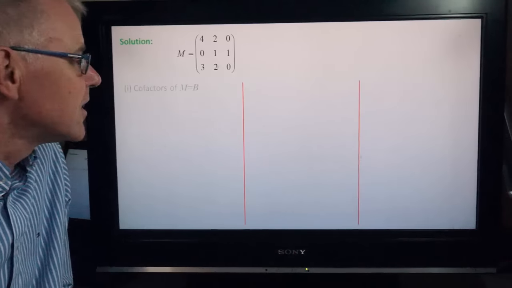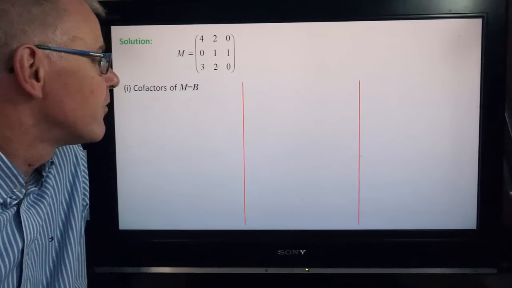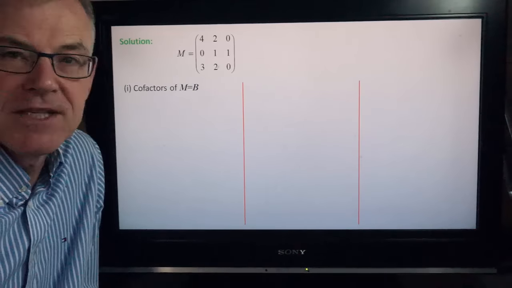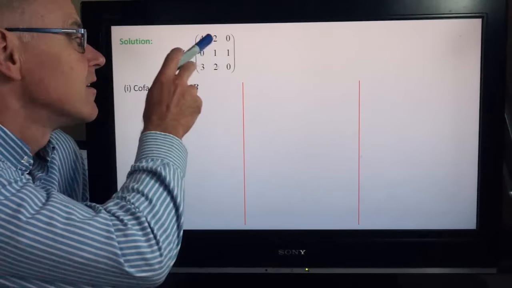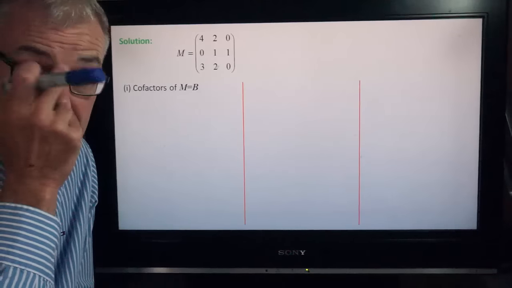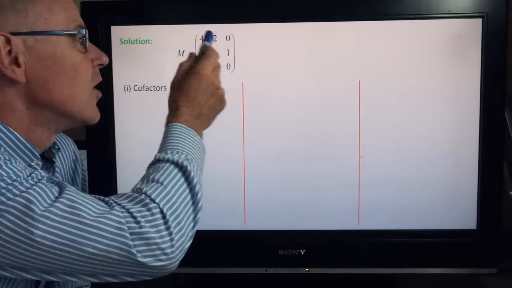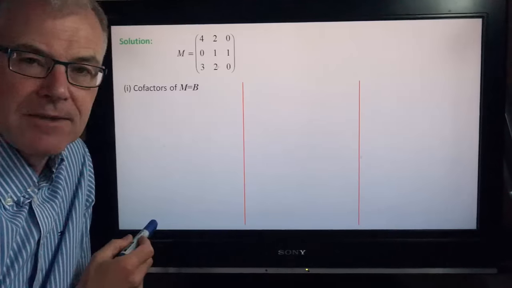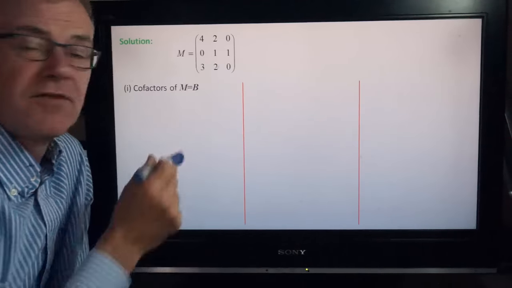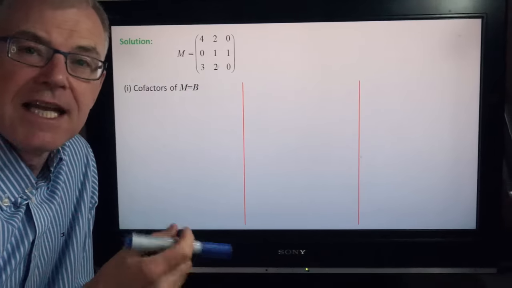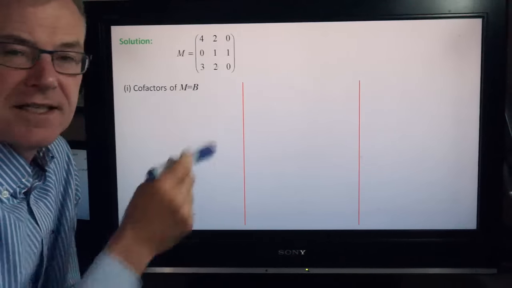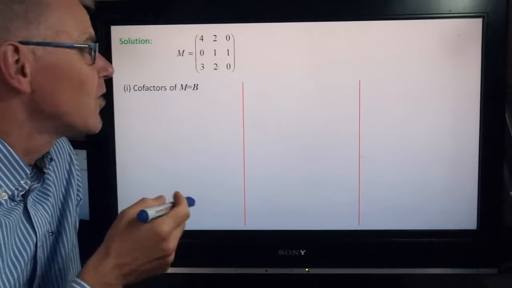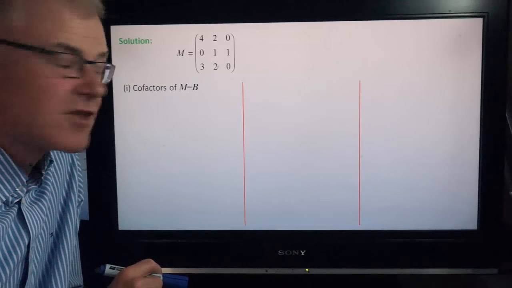So first of all, let's look at calculating the cofactors of each of the elements of the matrix. Now remember, to get the cofactor of any element, we cover the row and the column containing the element, get the determinant of the remaining 2 by 2 matrix, and we check its sign. So let's first write down the minor, as this is called a minor of an element. Let's write down the minors of all of these elements first of all.